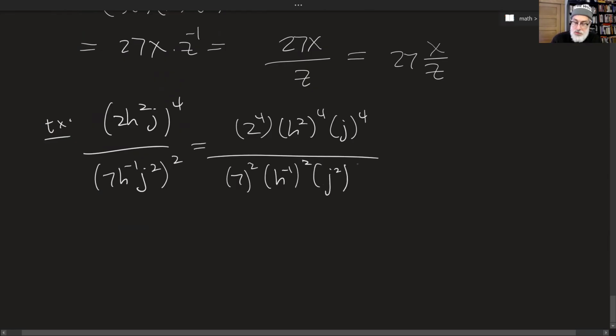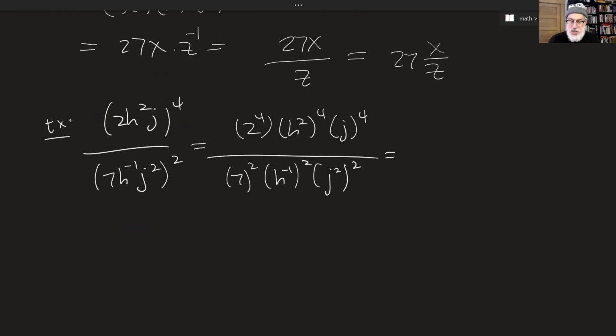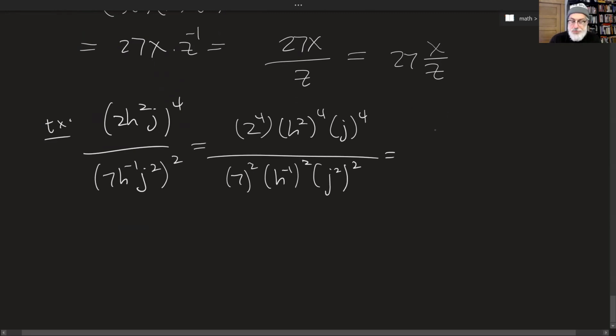I tend to write a lot when I'm doing examples, but even when I'm doing my own mathematics, I tend to write a lot just so I have a clear path of where things are going. 2 to the 4th again is 16. h squared to the 4th means that I multiply 2 and 4, so it becomes h to the 8th. 2 times 4 is 8. j to the 1 times 4 is the same as 4 times 1, which is 4. And we have 49. Negative 1 times 2 is negative 2, and 2 times 2 is 4.